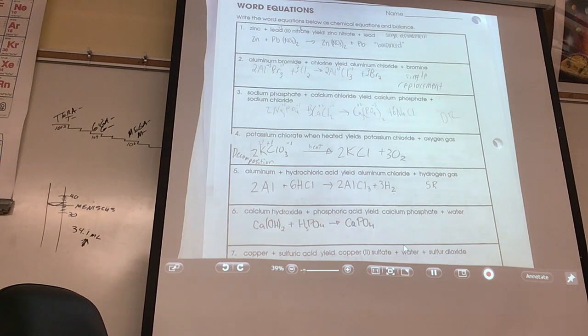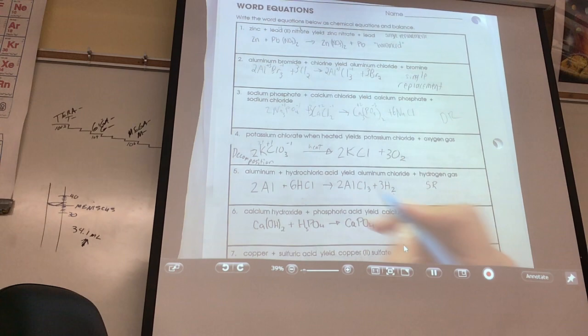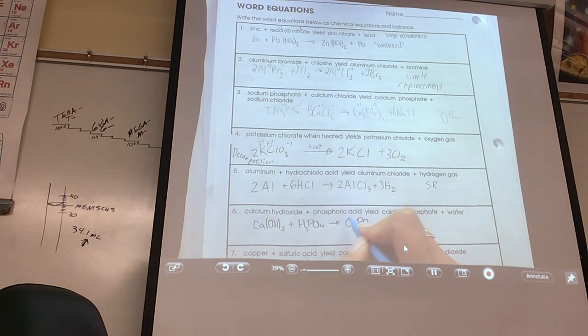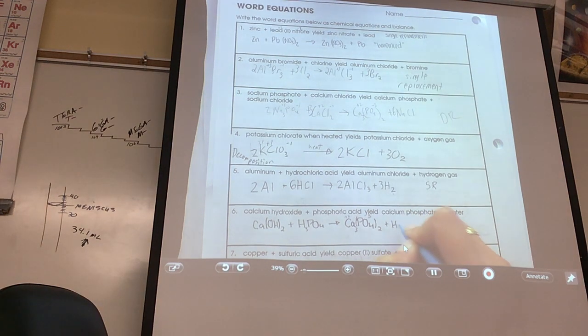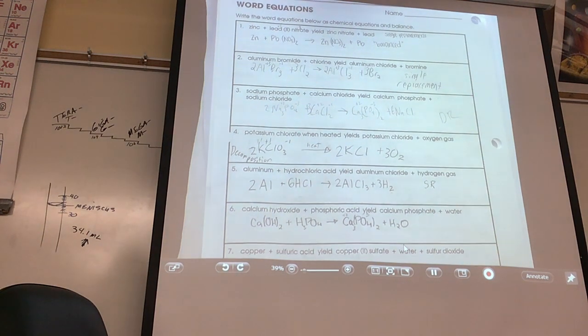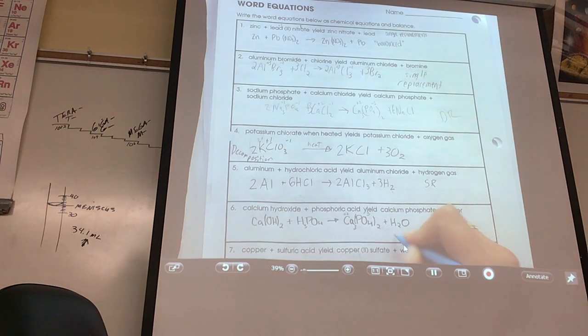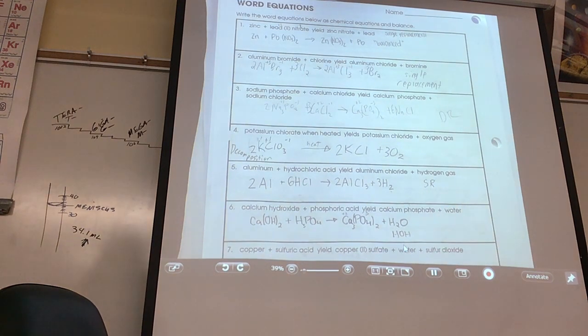Very good. And then that yields calcium phosphate. So that's going to be an odd-even: calcium is +2 and phosphate is -3, so you're going to have to do 3 calciums and 2 phosphates. Very good. And then you're going to have water. Now, even though you can balance this the way it is, many times if you see a hydroxide on one side and water on the other, that'll help you balance it.